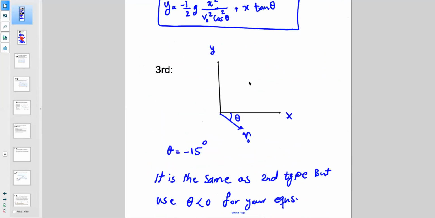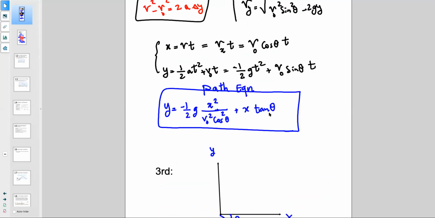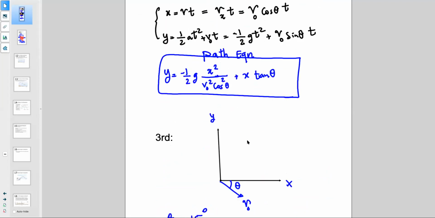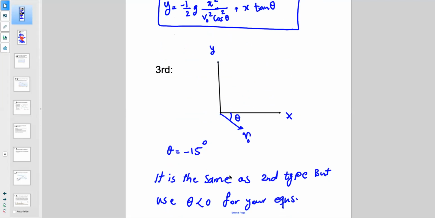The third type was if it was launched below 0. The only difference between the third and the second one is that in order to solve the equations for the third type, you have to have a negative theta. So for example, if you have a tan of theta here, you have to have a tan of negative theta. So the only difference was that you're dealing with a negative angle.